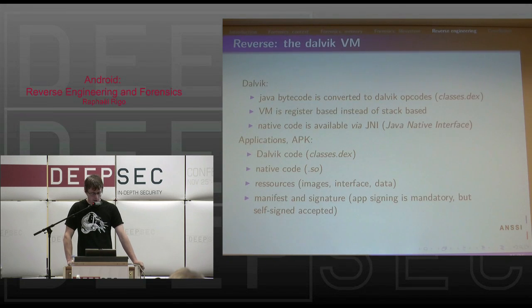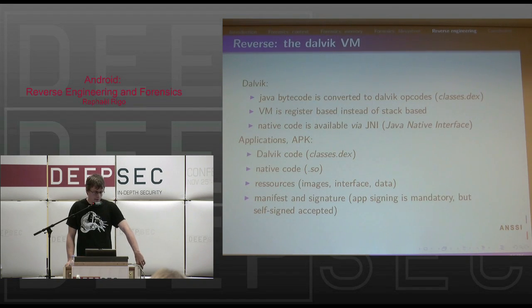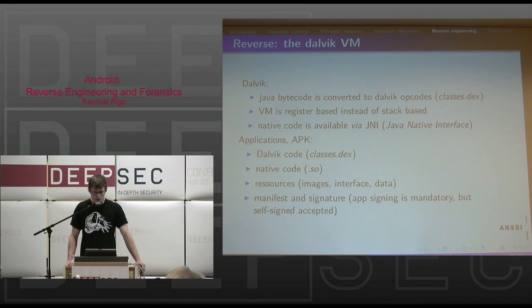In essence, the virtual machine is register-based instead of stack-based, which is a major difference. But as I said already, native code, that is code, for example, in C or C++ to access lower level functions and have better performance, is still accessible with the Java native interface. And the native code is stored in shared libraries, .so files in the APK, and you can find resources with images, interface data, you can find anything.